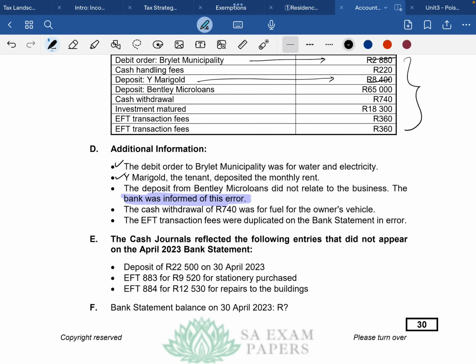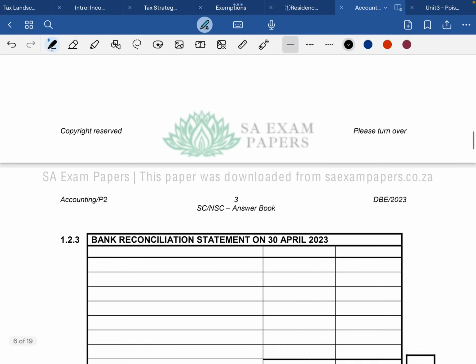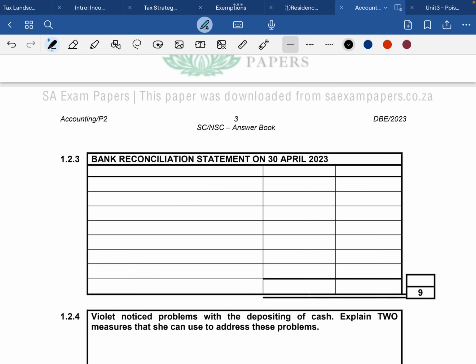So now who made the error? The bank. Then you ask yourself, where do we fix errors that were made by the bank? On the bank reconciliation statement. So that's where you see that we need to jump into the bank reconciliation statement. So this is what I was talking about. So here we have an error on statement.